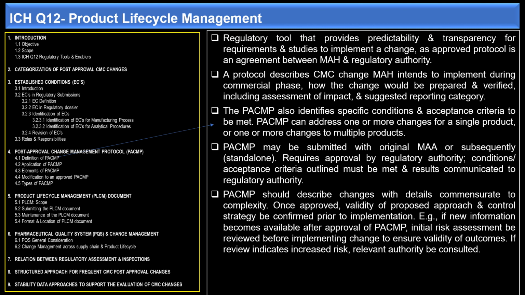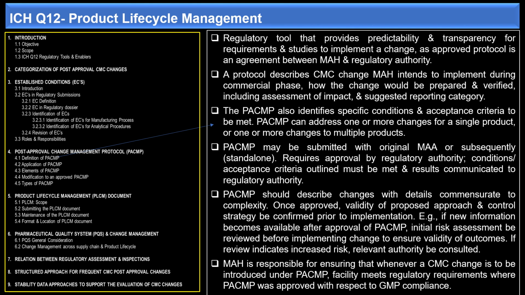Once the protocol is approved, validity of the proposed approach and control strategy should be confirmed prior to implementation. For example, if new information becomes available after approval of the protocol, the initial risk assessment should be reviewed before implementing the change to ensure validity of the outcome. If review indicates increased risk, relevant authorities should be consulted. The authorization holder is responsible for ensuring that whenever a CMC change is to be introduced under the protocol, the facility meets the regulatory requirement where the protocol was approved with respect to GMP compliance.